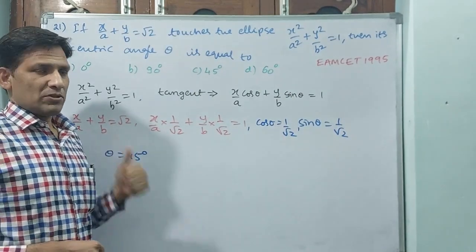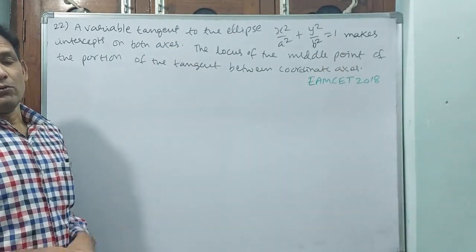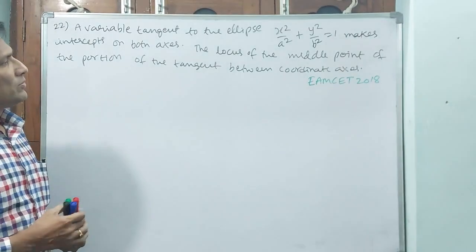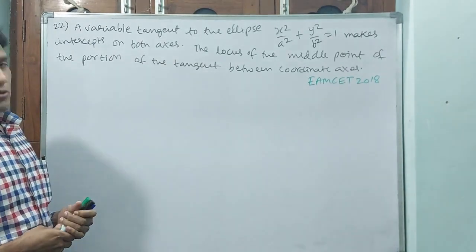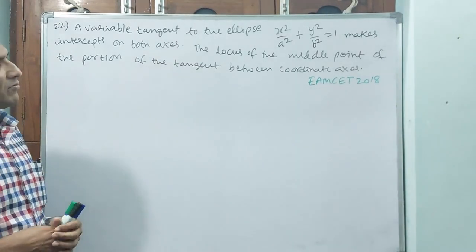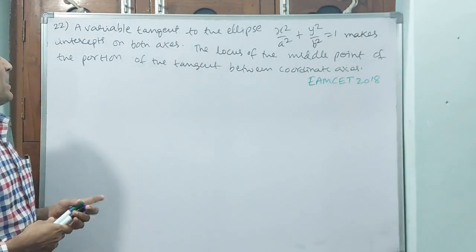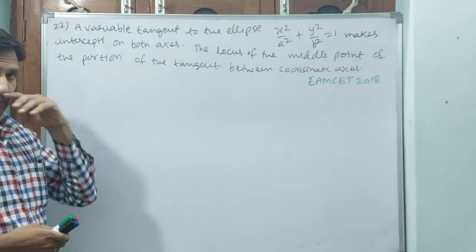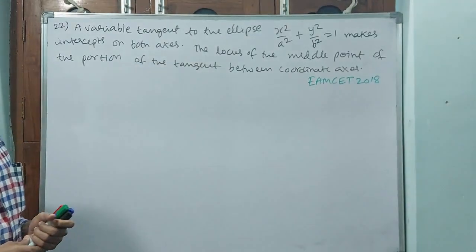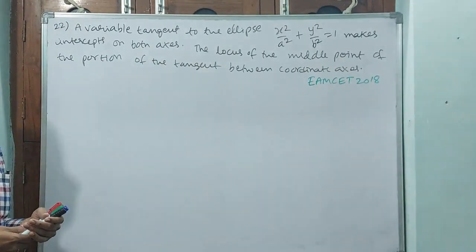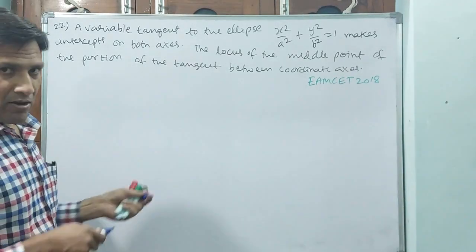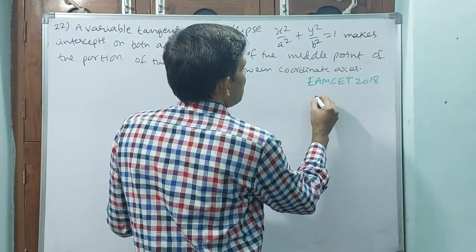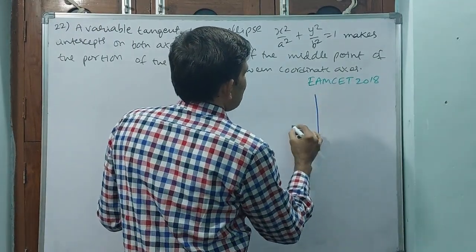Let us go for the next question. See question number 22, Eamcet 2018 question. A variable tangent to the ellipse x square by a square plus y square by b square is equal to 1 makes intercepts on both axes. The locus of the midpoint of the portion of the tangent between the coordinate axes is what they are asking. Unless I draw a figure, you cannot understand it properly. Let me draw the figure first of all.